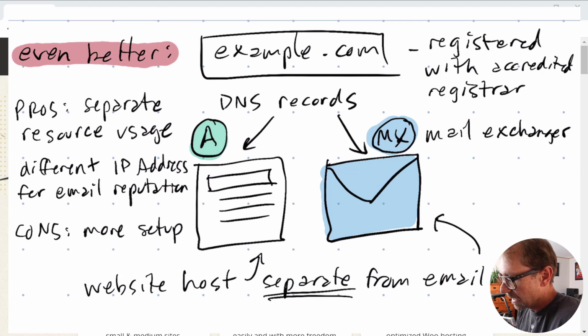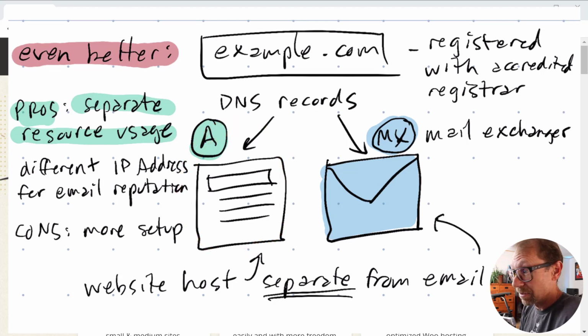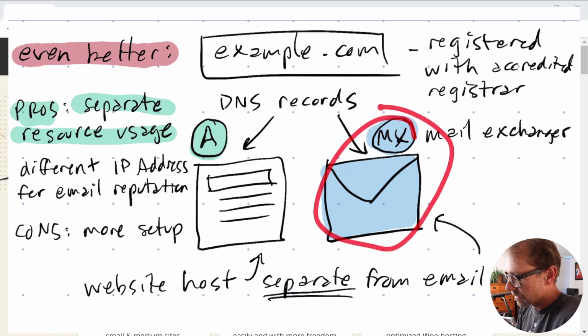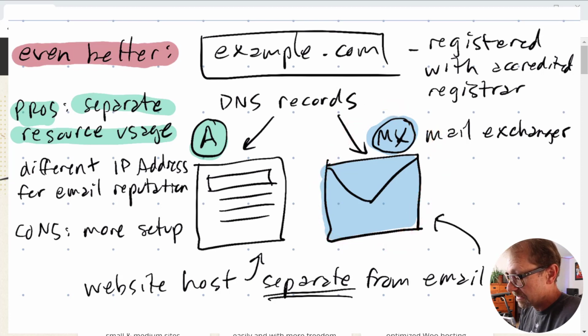And so the pros of that are probably pretty obvious. You've got separate resource usage between the two things. The website has its resources on the server that always have their limits, and the email is hosted in a totally different place, a different IP address, and it does not and cannot conflict with the website hosting itself. And so that's a big pro.